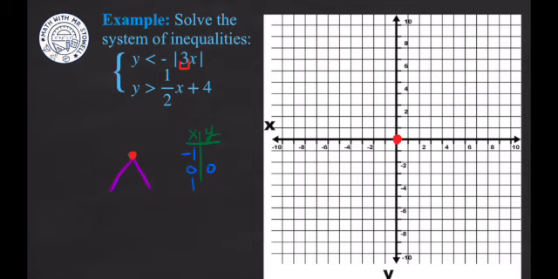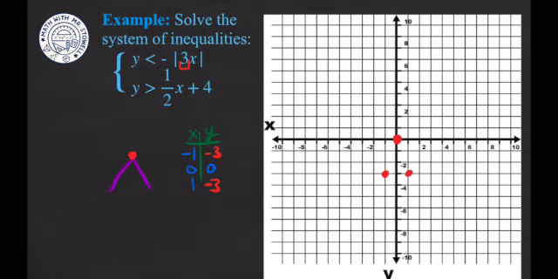-1. -1 times 3 is -3. Absolute value of -3 is +3, but we have negative outside, so that's going to be a -3. Because -1 is the same distance as +1, we would expect the +1 to also be at -3. So at 0, we're at 0. At -1, we are at -3. That's our other point. At +1, we should be at -3 as well.